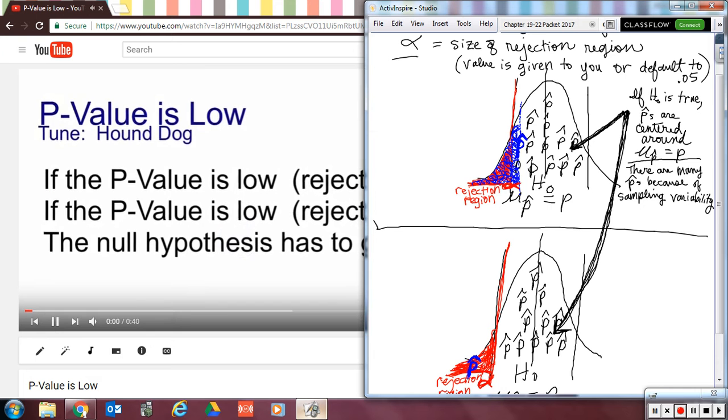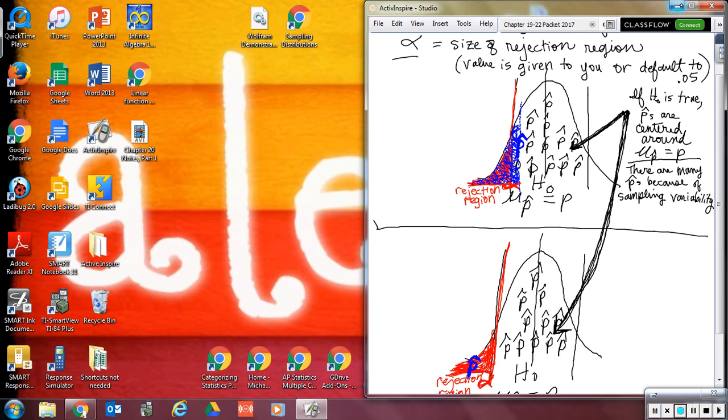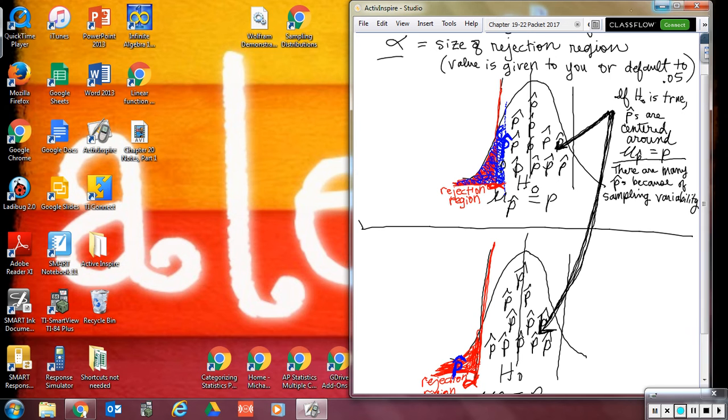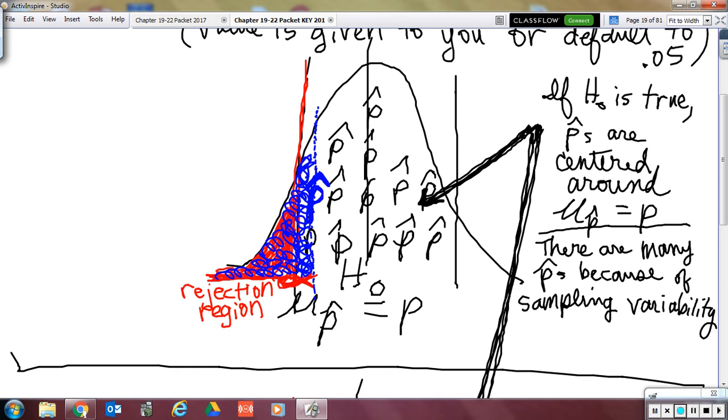Alright, so there's our p-value, and we'll save that one. So our p-value is that probability of getting the sample we got or something more extreme if the null is true. So let's discuss the qualities of this p-value.